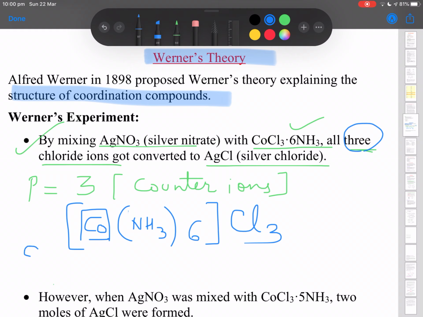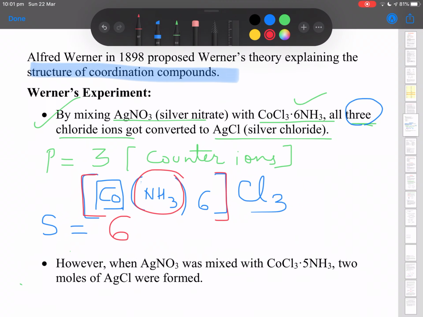If I ask you what is the secondary valency, you need to see the ligand over here. Which is the ligand? NH3. Why are we calling it a ligand? Because, as I told you in the beginning itself, ligands are always found to be bonded with the metal atom with a coordinate bond. That means they are non-ionizable. Hence the secondary valency is 6 in this case and the primary valency is 3.